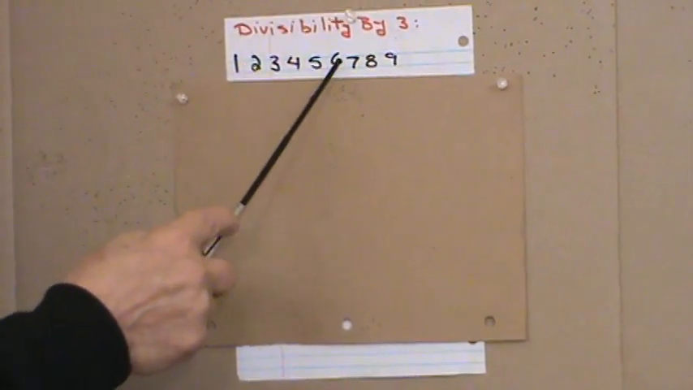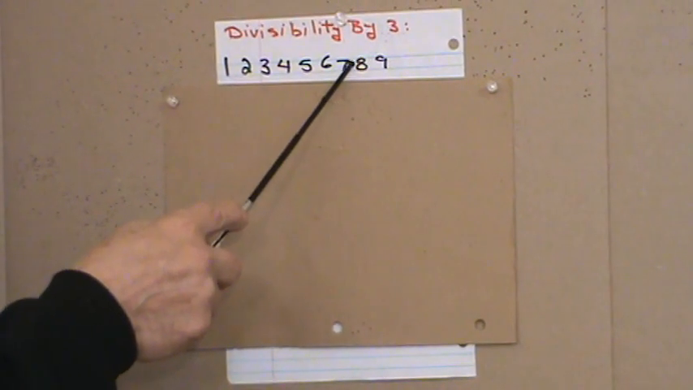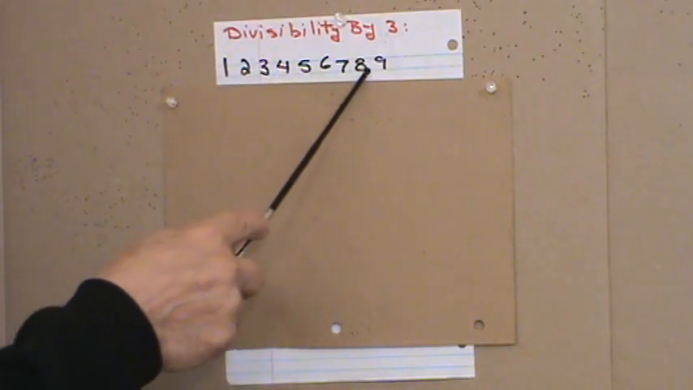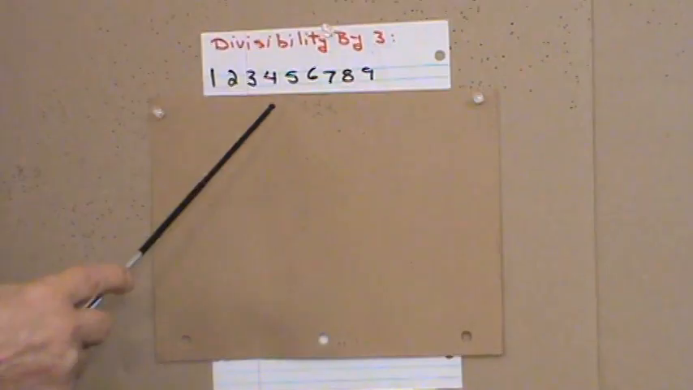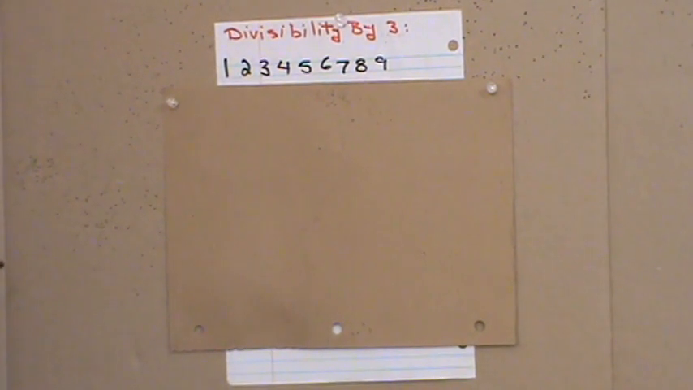Then 6 is already out. 7 and 8 is 15, and 15 what? Divisible by 3, 15 is out. So therefore this large number, 9-digit number, is what? Is divisible by 3. Do you follow me?